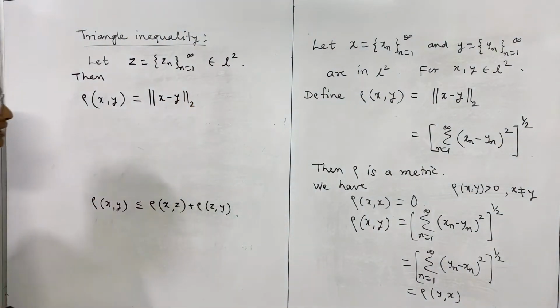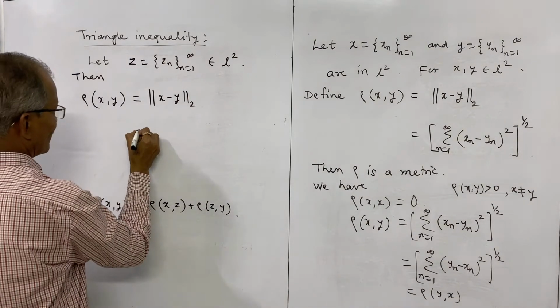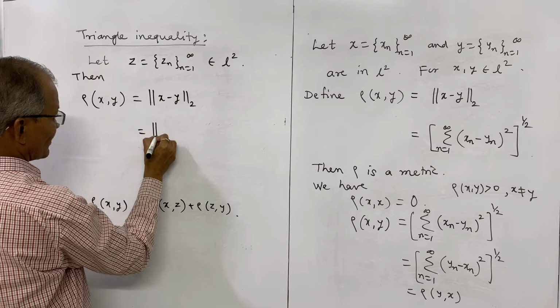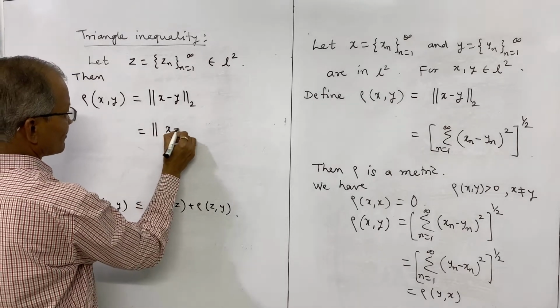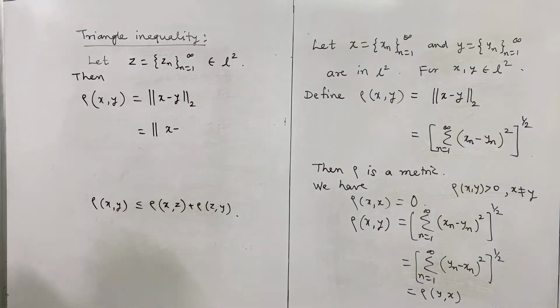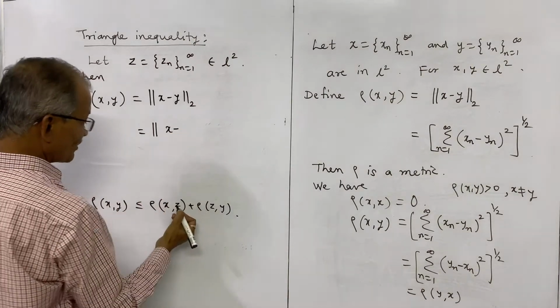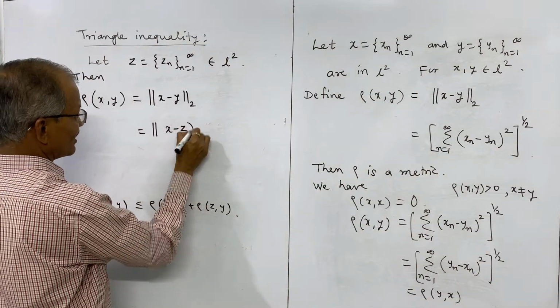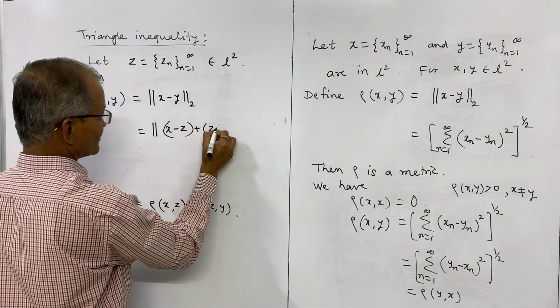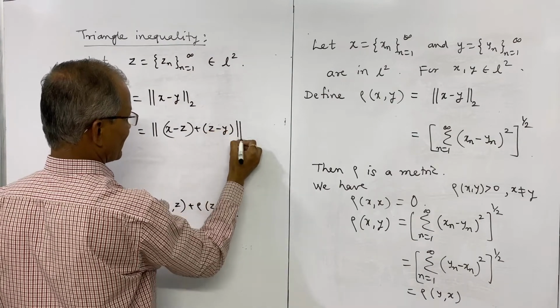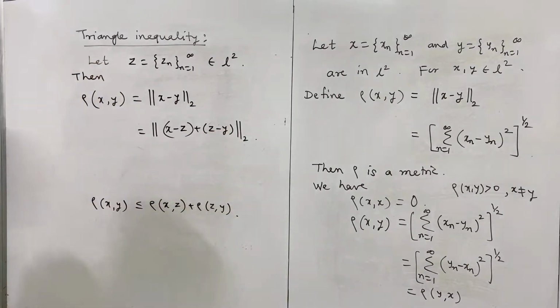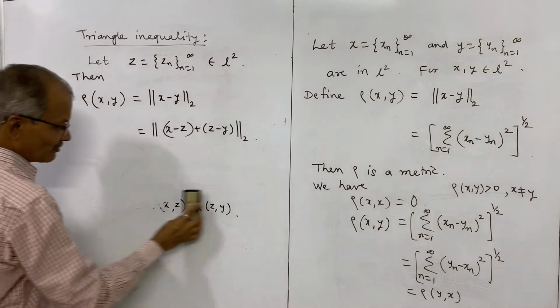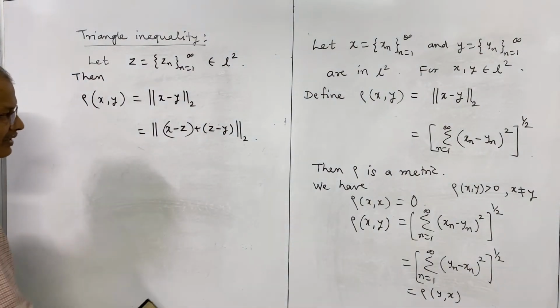Now that can be written as norm of x minus y, or we will introduce z: x minus z plus z minus y. And there is a property of norm similar to the property of the absolute value function.